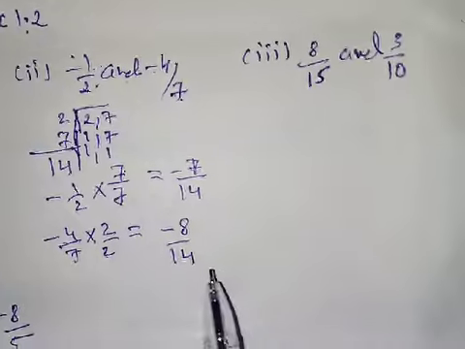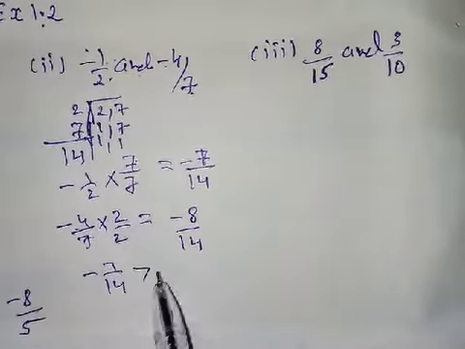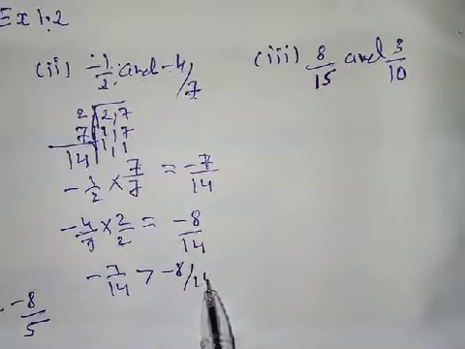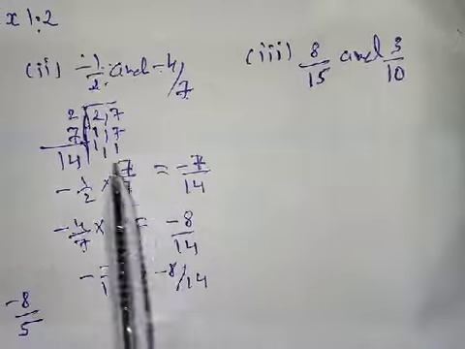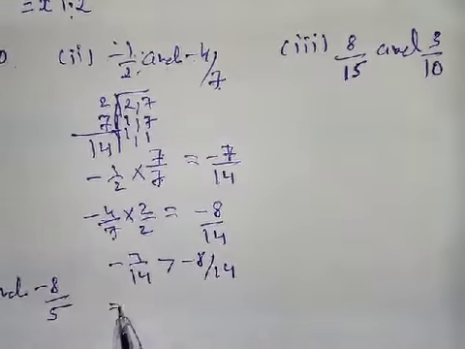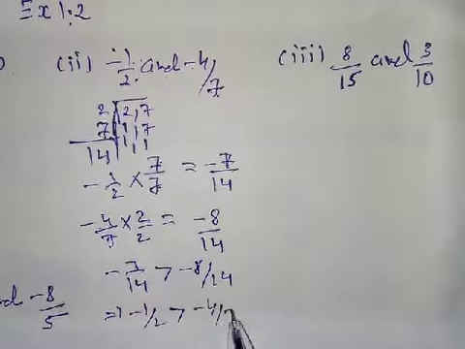Okay, so which number is greater? Obviously minus 7 by 14 is greater than minus 8 by 14. What is minus 7 by 14? Minus 7 by 14 is minus half. So this implies minus half is greater than minus 4 by 7.